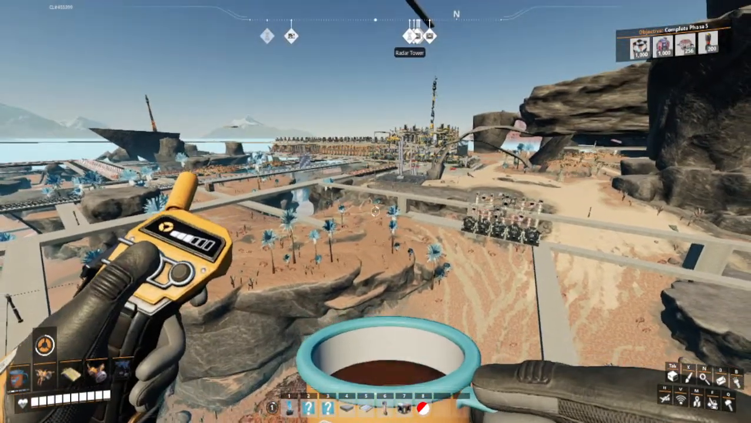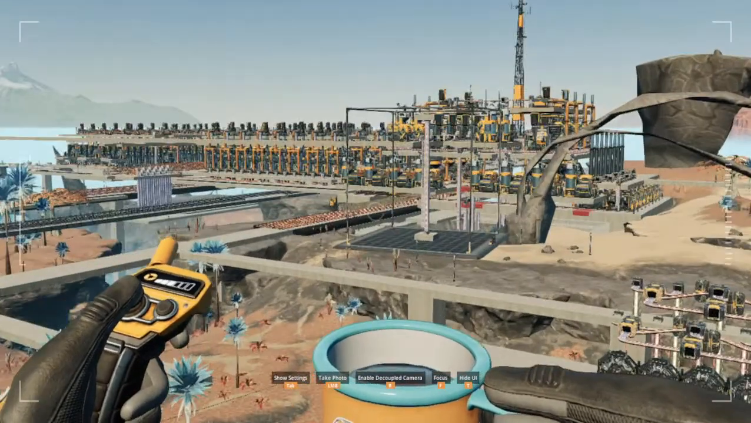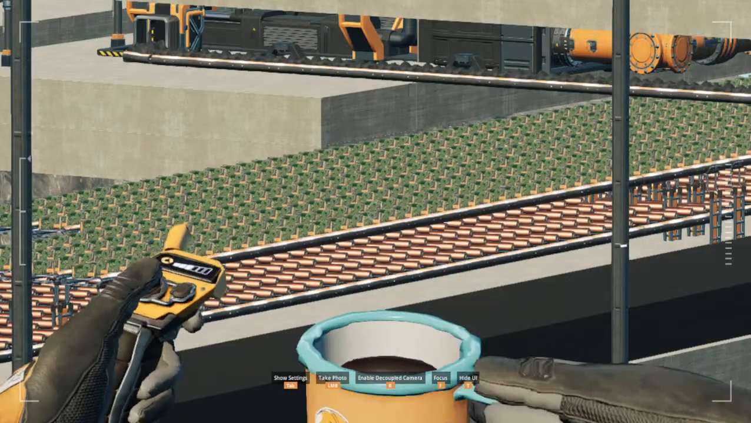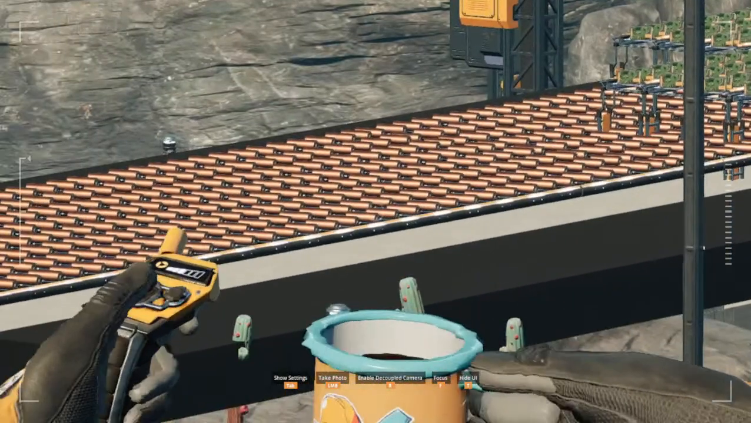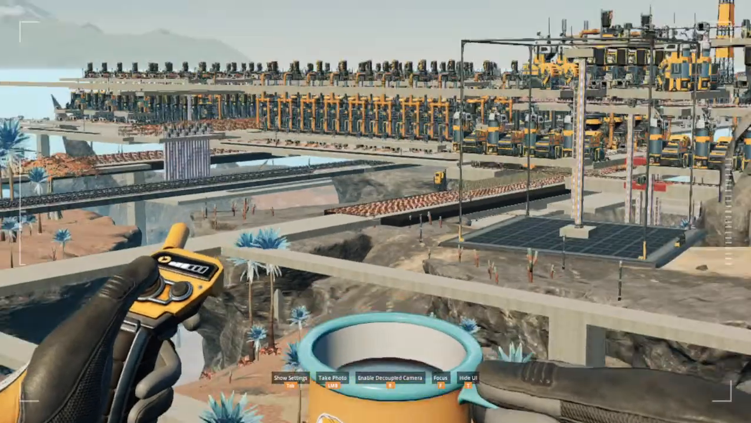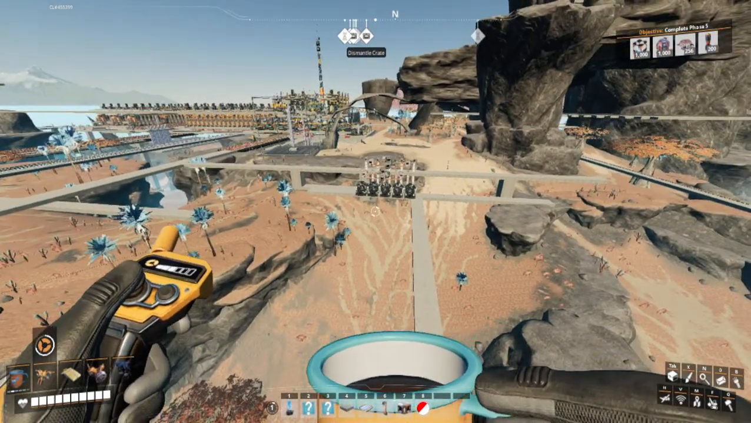I think I have like 8 belts of AI limiters, right? All the way over there, there's 8 lines, I think. 4 and 4, just the same amount as copper sheets, right? It just works better with those numbers. I don't want to have 3 numbers.